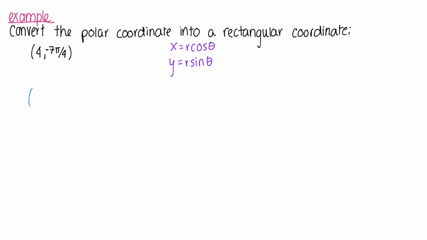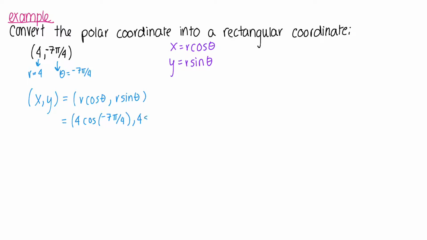So, r is equal to 4, theta is equal to negative 7 pi over 4. So, this would be x comma y is what we're looking for. R cosine theta, comma r sine theta. So 4 cosine of negative 7 pi over 4, comma 4 sine of negative 7 pi over 4.